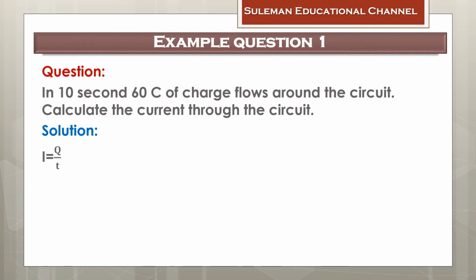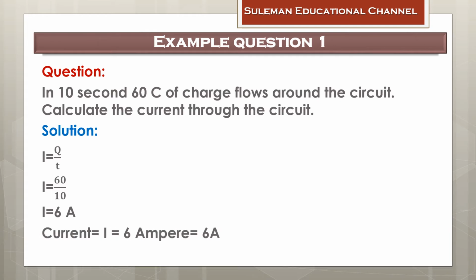Second, substitute the values in the formula. So I is equal to 60 divided by 10. We have substituted the value of Q equal to 60 coulombs and T equal to 10 seconds. The next step is to calculate. So 60 divided by 10 is equal to 6. So I is equal to 6. And the last step is to write the unit. The unit of current is ampere. So the answer is: the current is 6 amperes.